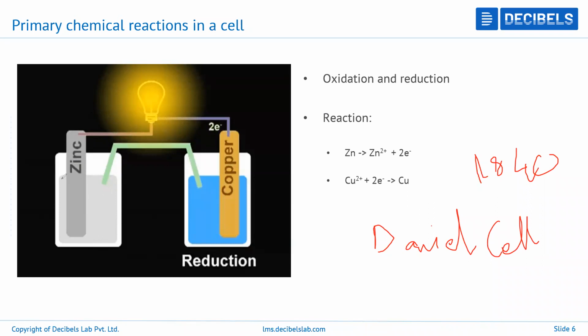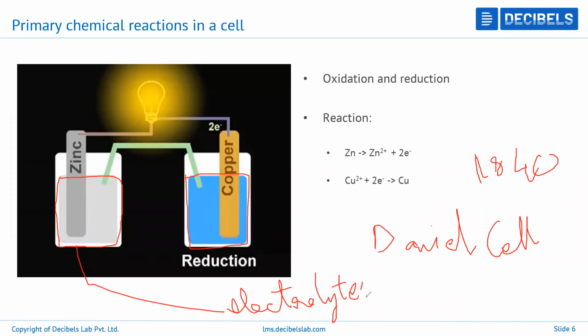This portion of the cell that you see here, the gray and blue portion, these are your electrolytes. This is nothing but your conducting medium. And basically these electrolytes are nothing but sulfates, or some sort of salt solution.